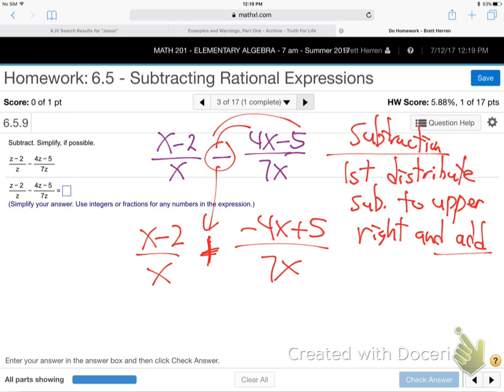Let me let you do the next step. Now it's just an adding problem, right? We just did 17 of them or 15 of them. We did a whole section of adding fractions. You know how to do it, right?